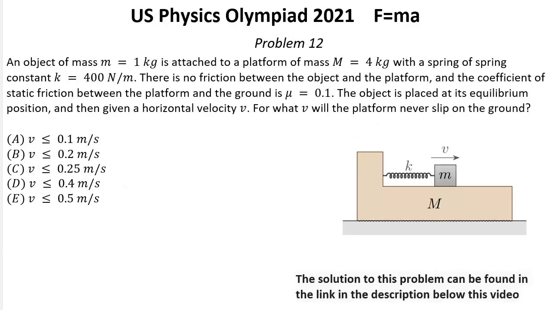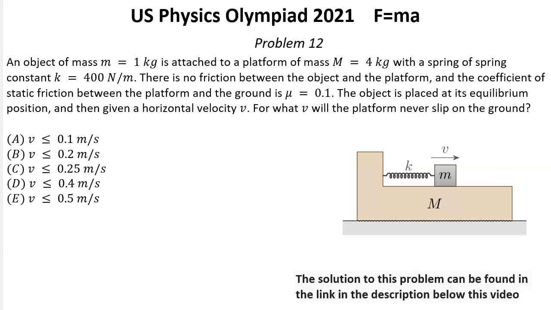Problem number 12. An object of mass small m equal 1 kg is attached to a platform of mass big M, 4 kg, with a spring of spring constant k equal 400 newtons per meter. There is no friction between the object and the platform, and the coefficient of static friction between the platform and the ground is mu equal 0.1. The object is placed at its equilibrium position and then given a horizontal velocity v. For what v will the platform never slip on the ground?